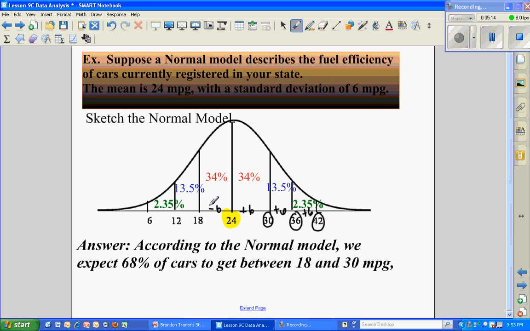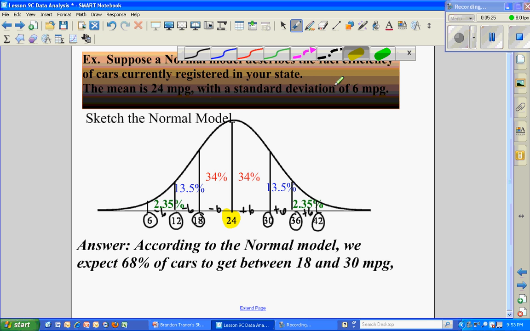From the mean, take away 6, take away 6, take away 6. Okay? So using our empirical rule, we could say that 68% of the cars are going to get between 18 and 30 miles per gallon. Because remember, 68% of our data is going to fall within 1 standard deviation on either side of the mean.